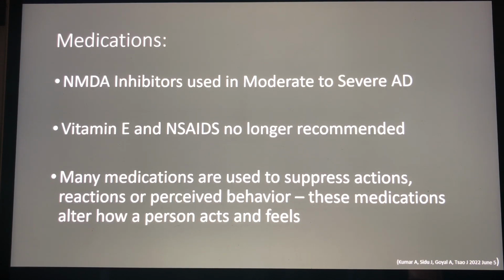Partial N-methyl D-aspartate antagonists, or NMDA inhibitors, are used in moderate to severe Alzheimer's disease as well to slow the decline of physical and cognitive functions. Miscellaneous treatments include vitamin E supplements and NSAIDs, but these are no longer recommended as treatments for Alzheimer's disease.